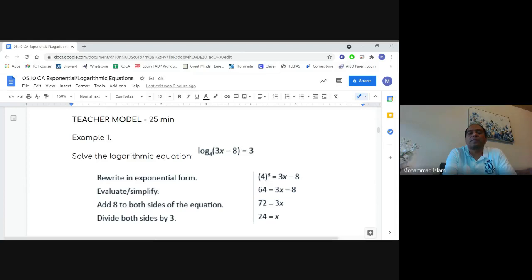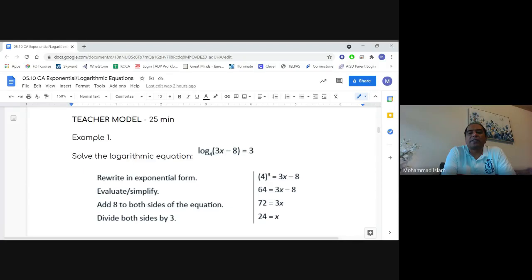Simplification again means the same thing. You take this negative 8 to the other side, it becomes 72. You divide both sides by 3, you get x equals 24. Now, when we want to confirm if we got the right answer, we take this 24 and plug it in here. 24 times 3 is 72. 72 minus 8 is 64. When I have 4 to the power 3, that is 64. So 4 exponent 3 will be 64. So my answer is correct.